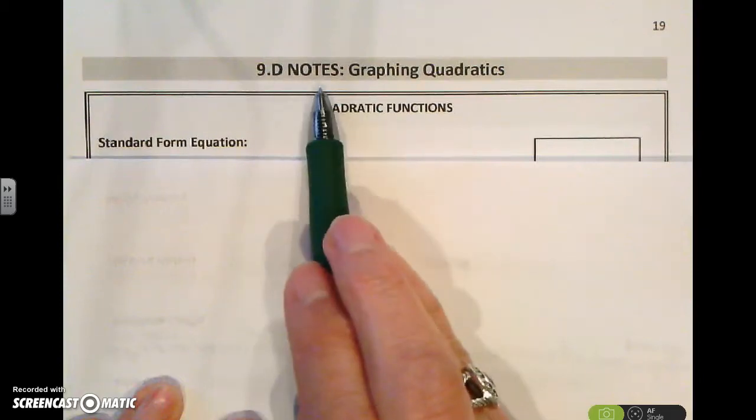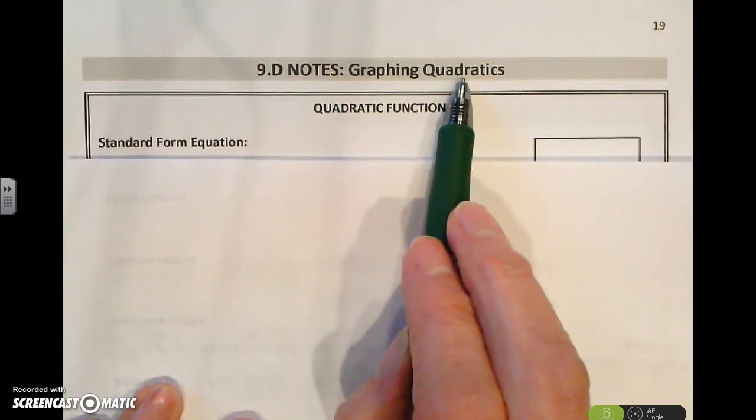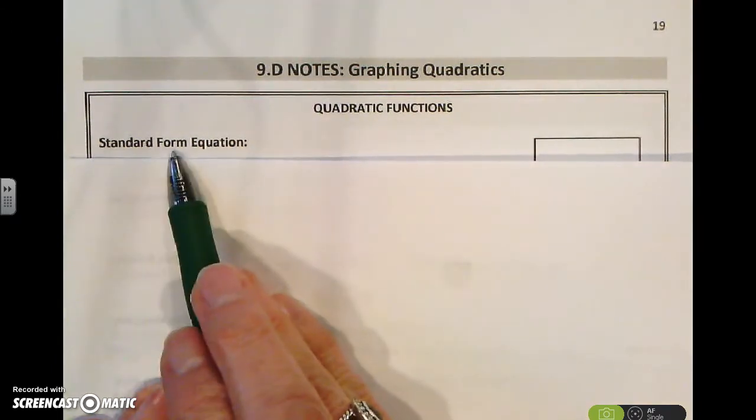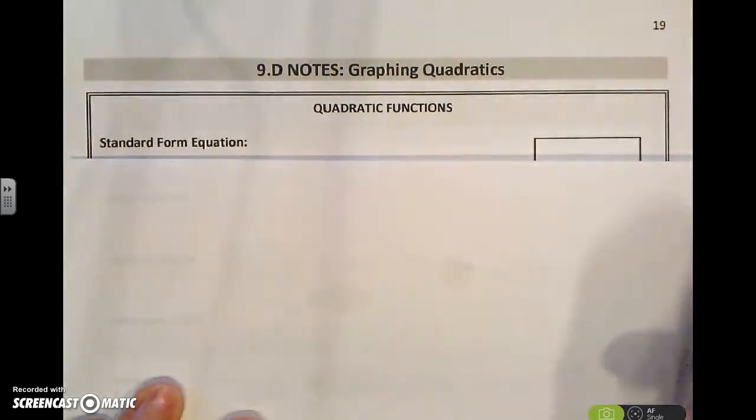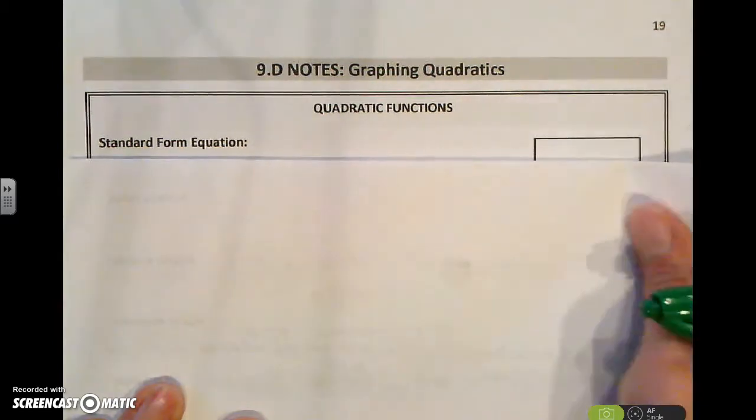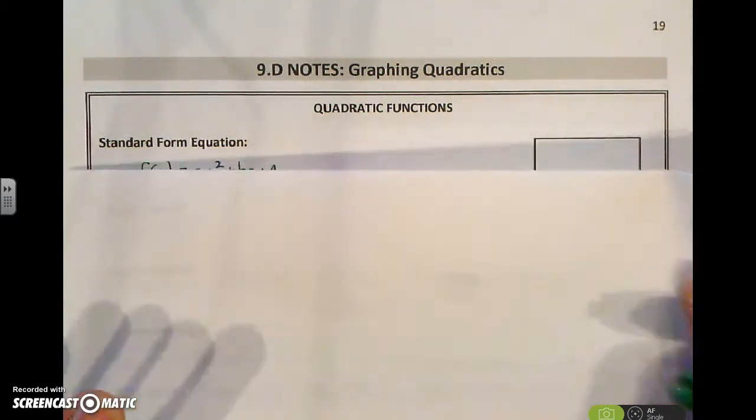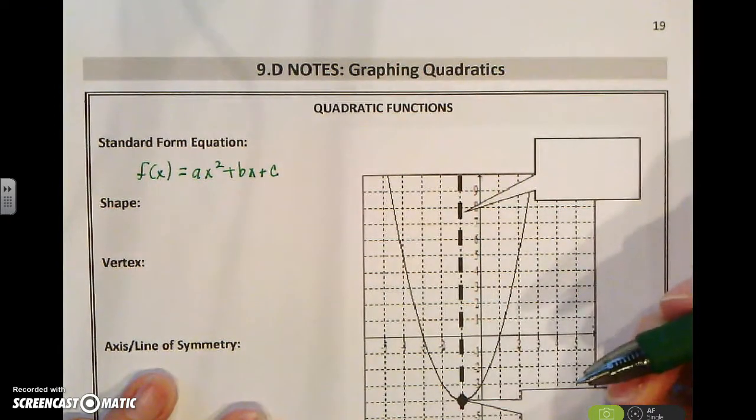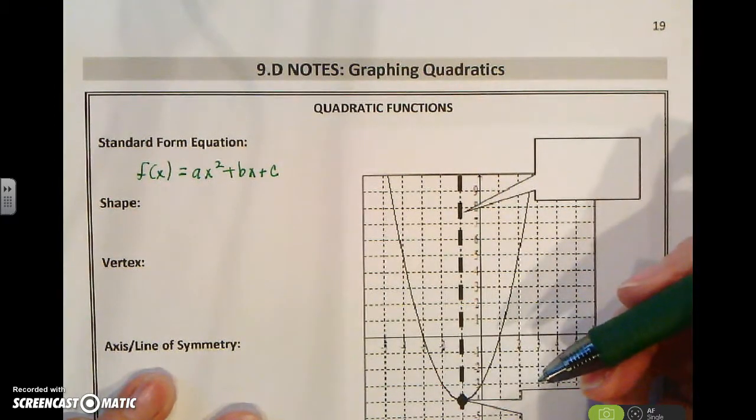In the 9D notes, we're going to be graphing quadratic equations or functions. So we're going to start off talking about what the standard form is. So you've seen it before. Think for a minute to see if you remember what it looks like. And there it is. F of x is equal to ax squared plus bx plus c.